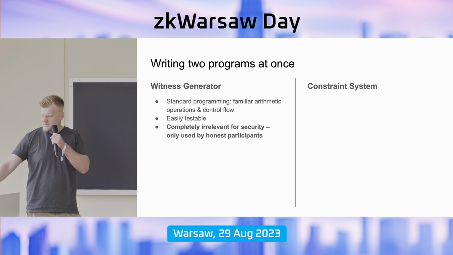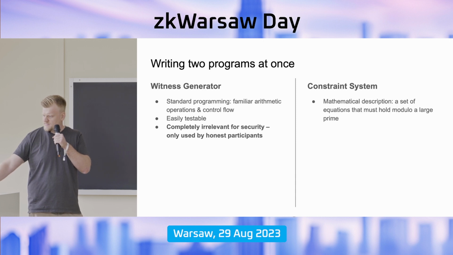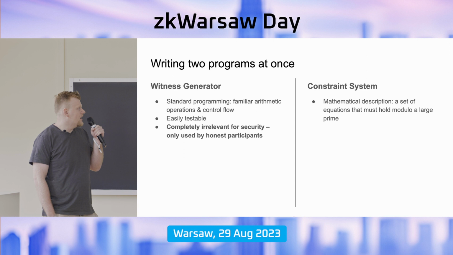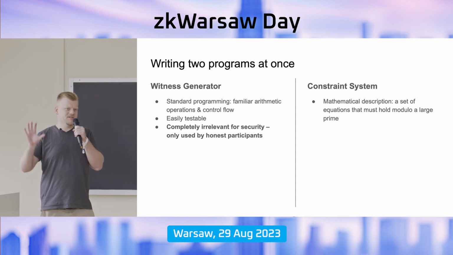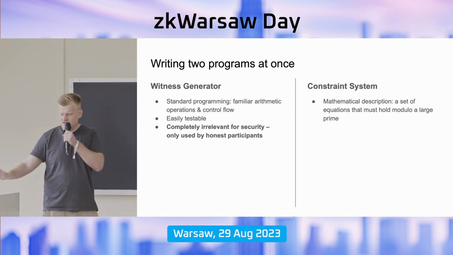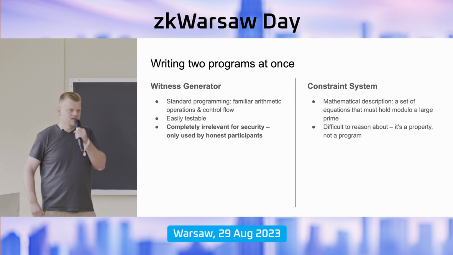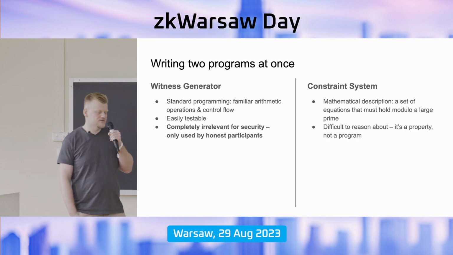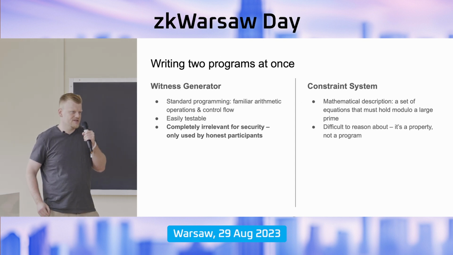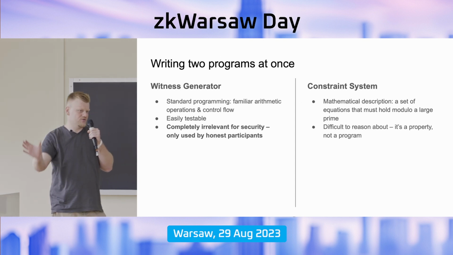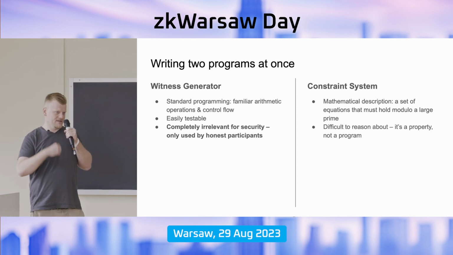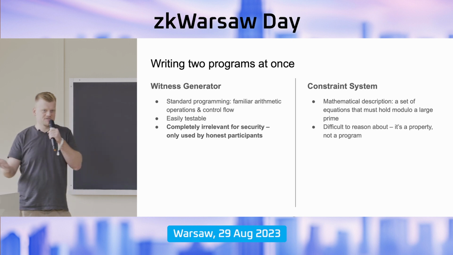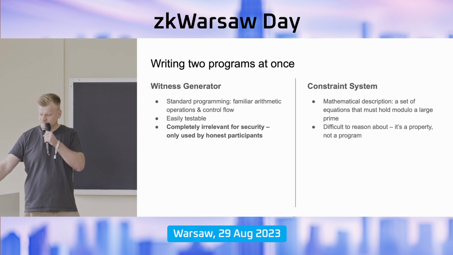And the constraint system is a mathematical description. It's a set of equations that tell us something about a set of numbers. So we have some inputs, some outputs, we have some equations constraining them, and all of those equations happen over a prime field. Now, this is very difficult to reason about because it's not a program. It's not something that takes inputs and produces outputs. It's something that takes both inputs and outputs and then smooshes them together and gives us a Boolean. It says yes or no, it passed or it failed.